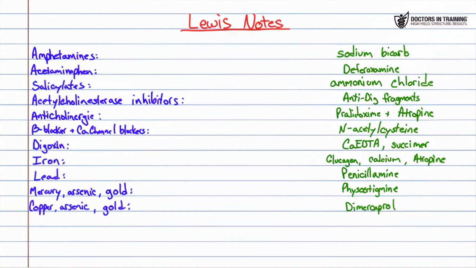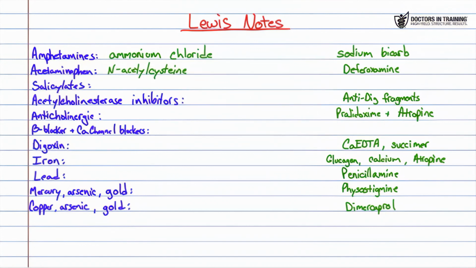Okay, so before we forget what we've learned so far, let's do a Lewis Notes matching game. All right, everyone, here we are talking about antidotes again, and this is just to refresh our memories about all these things, get them really locked into our brains. Let's go through these. First, we have amphetamines, and for amphetamines we're going to be using ammonium chloride to counteract those. Next, we have acetaminophen. Acetaminophen you see pretty often in the ER. You're going to use N-acetylcysteine for that one.